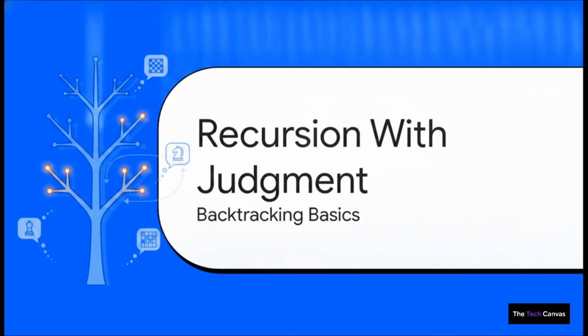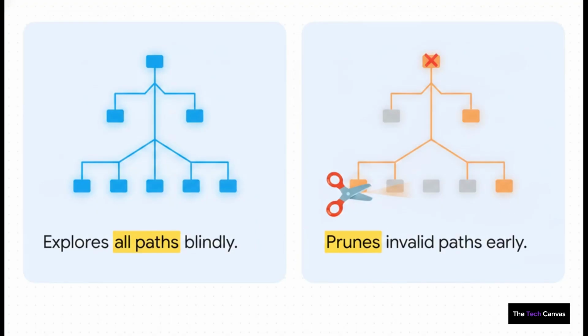Chapter 1. Recursion with Judgment. So look at the stark contrast between these two. With plain recursion, the algorithm blindly explores all possible paths to their absolute end before deciding if they're correct. It just tests everything. But with backtracking, it's actively evaluating as it goes. As soon as a rule is broken, boom, it stops, it retreats. In computer science, we call this pruning. It cuts off the dead branches before wasting precious computing power on them.